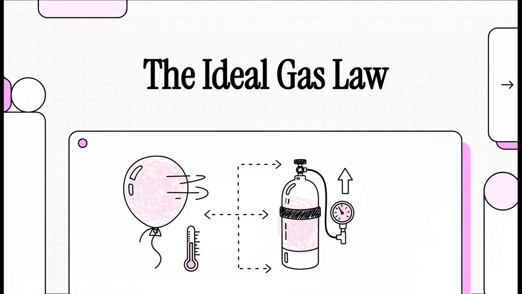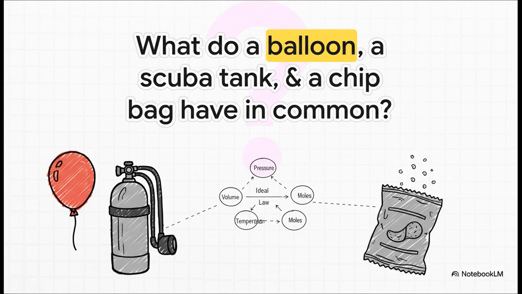Today, we're going to break down a fundamental rule of the universe, one that connects some very different everyday objects in a surprisingly simple way. I mean, they might seem completely different, right? But believe it or not, they are all governed by the same elegant piece of physics, the ideal gas law. Okay, let's dive into how it all works.